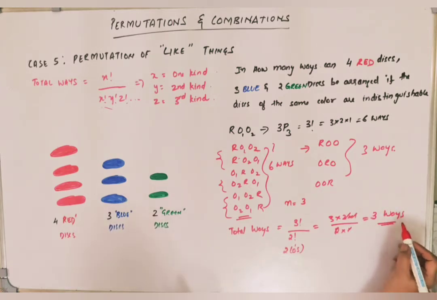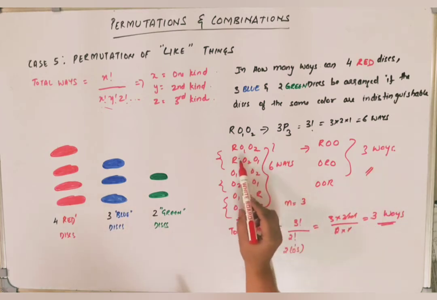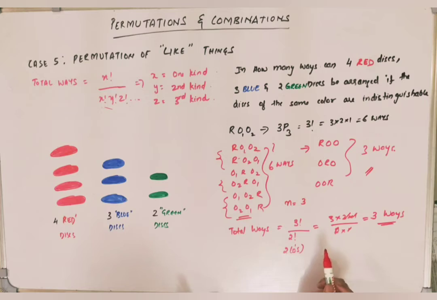But this is what is right, because we are supposed to get 3 ways when there are identical letters or identical objects. So this is what we call permutation of like things.